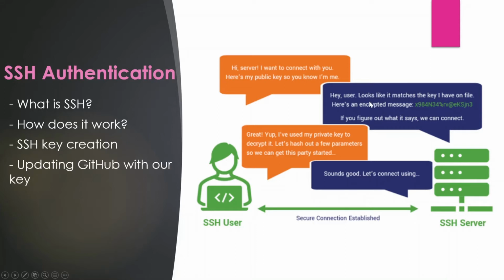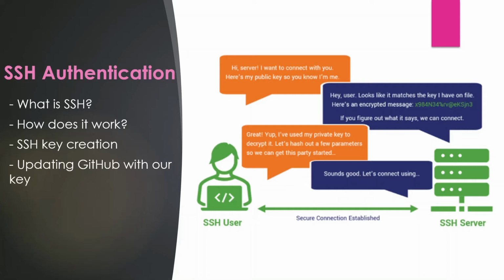So the server will reply in some sense, hey user, looks like it matches the key I have on file. Here's an encrypted message. If you figure out what it says, we can connect. So the server is saying that there is an encrypted message, and if you can decrypt it, we can connect. And on the third step, the user says, great, yep, I've used my private key to decrypt it. Let's hash out the few parameters so that we can get this party started.